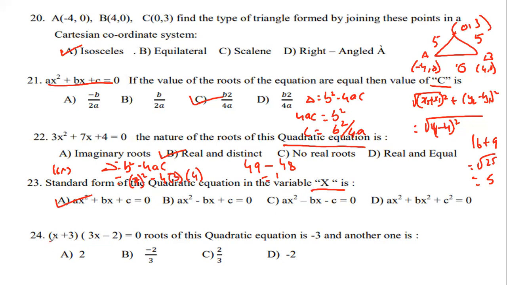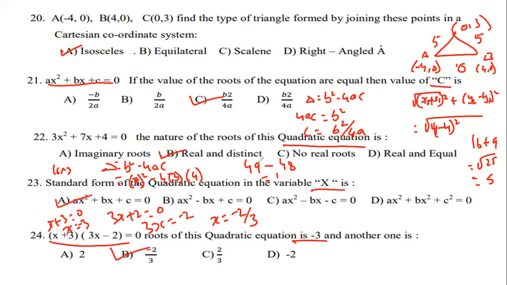Next, x plus 3 into 3x minus 2 is equals to 0. Roots of this quadratic equation is minus 3 and the other root is dash. So x plus 3 is equals to 0, then x is equals to minus 3. Already minus 3 they given. Go for this one: 3x plus 2 is equals to 0, 3x is equals to minus 2, x is equals to minus 2 divided by 3. So which option is right? Option B is correct. Next, go for 25th question.